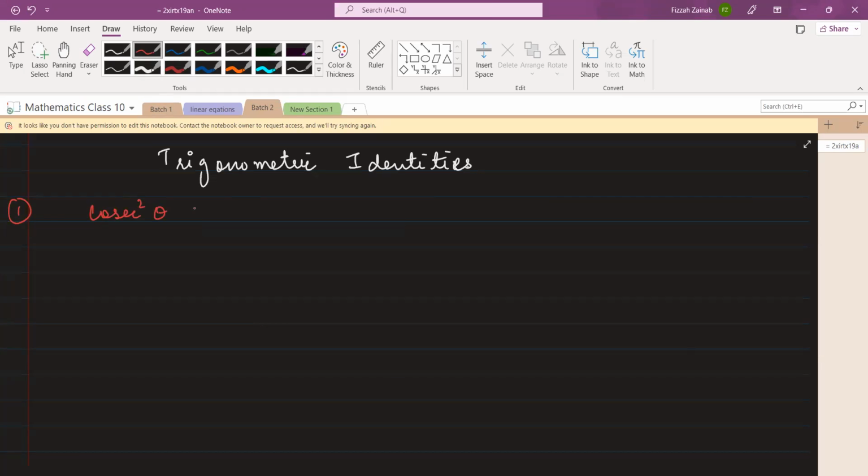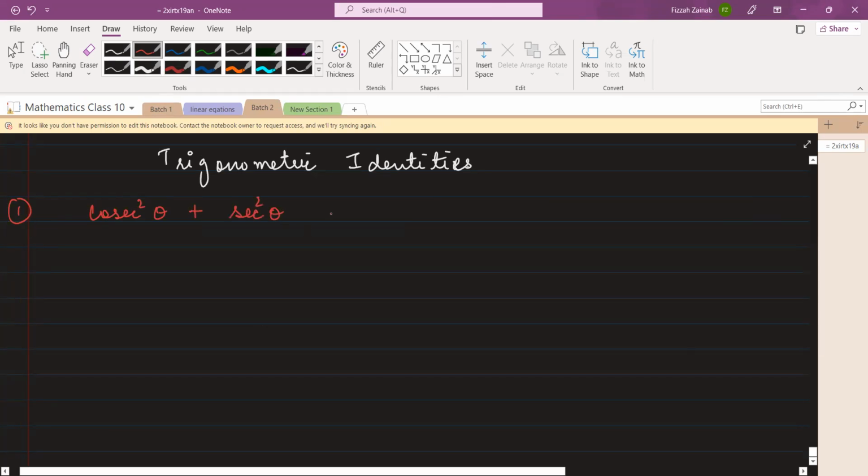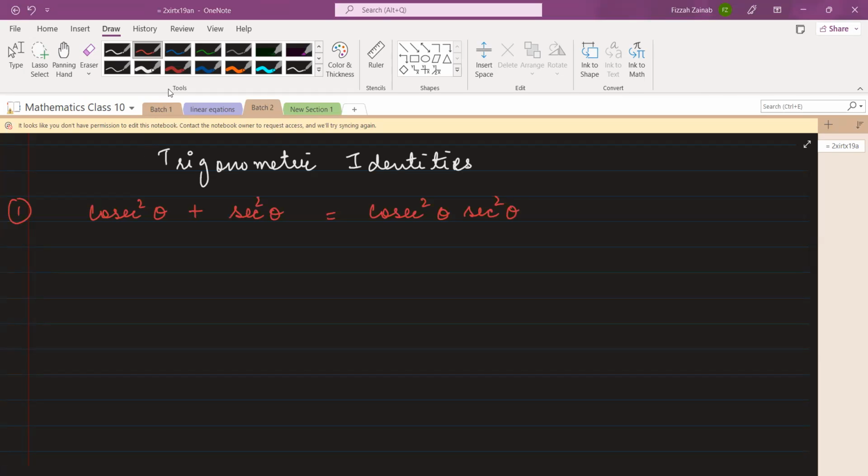Cosec square theta plus sec square theta is equal to cosec square theta multiplied by sec square theta. Okay, you have to prove this.